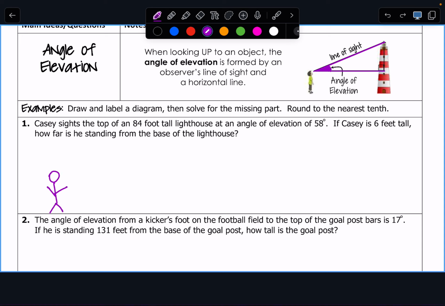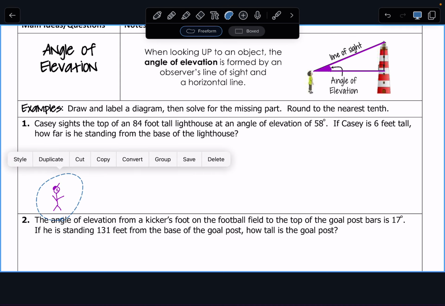I love Casey. He looks so great. I did make Casey really tall. I have him with a hat. Okay, is this an appropriate height for Casey now? Yeah. Okay.